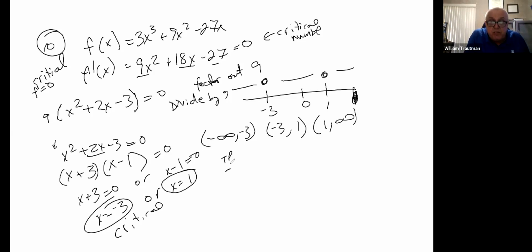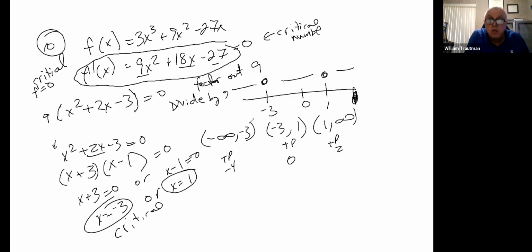I'm going to do a test point of negative 4, a test point here of just 0, and a test point here of 2. And I'm going to plug it into the first derivative. So if I plug negative 4 into the first derivative, I don't care what I get. I just want to know if it's positive or negative. But I'm going to do the whole thing. 9 parentheses, negative 4 squared, plus 18 parentheses, negative 4. I'm multiplying 18 times negative 4 and then subtracting 27.